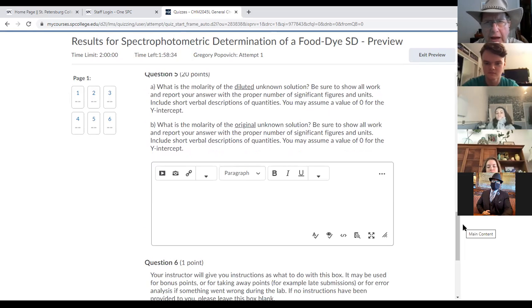You're going to do the A divided by molar absorption. You're going to take the absorbance of your diluted sample, divide that by your slope. That will give you your concentration. Molarity of the original sample, you're going to take the concentration you just solved for, multiply that by 250, and divide it by the volume of the concentrated solution you added to the 250 milliliters. And that's it, guys.